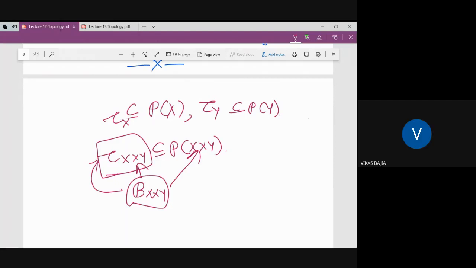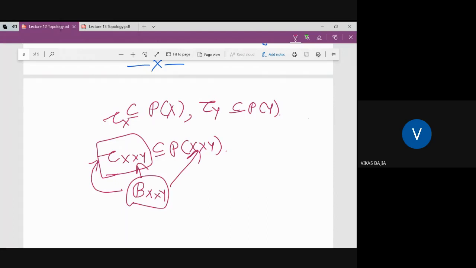right? Sir, a basis corresponds to a set X? A basis corresponds to a topology, if I am not wrong. Basis corresponds to a topology, not to the set X.